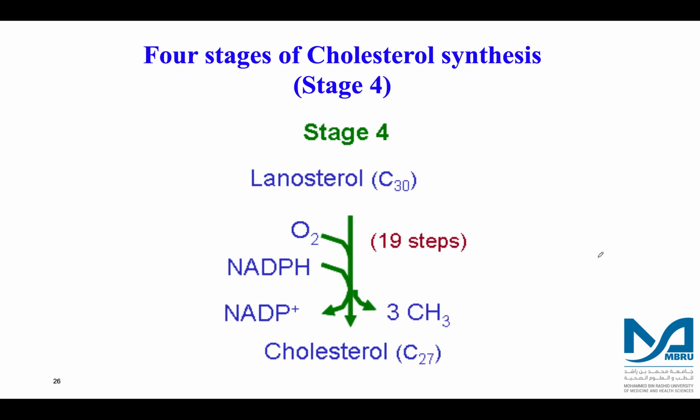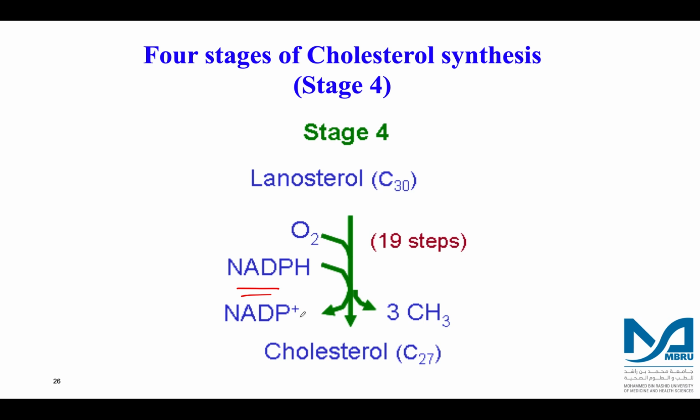And lanosterol undergoes further metabolism through 19 different steps, and we get the 27 carbon atom containing cholesterol. Again, if you look at it here, you require NADPH, and this NADPH is coming from the pentose phosphate pathway.